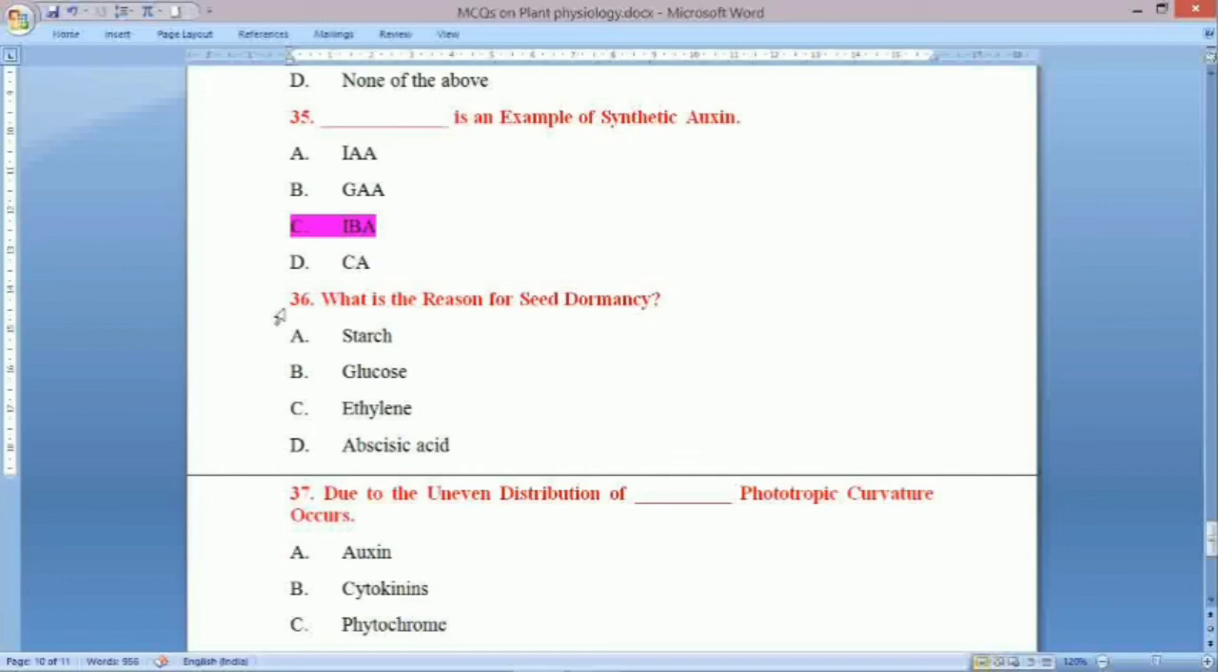Next question, question number 36. What is the reason for seed dormancy? Option A, starch, B, glucose, C, ethylene, and D, abscisic acid. And here the right answer is option D, abscisic acid.